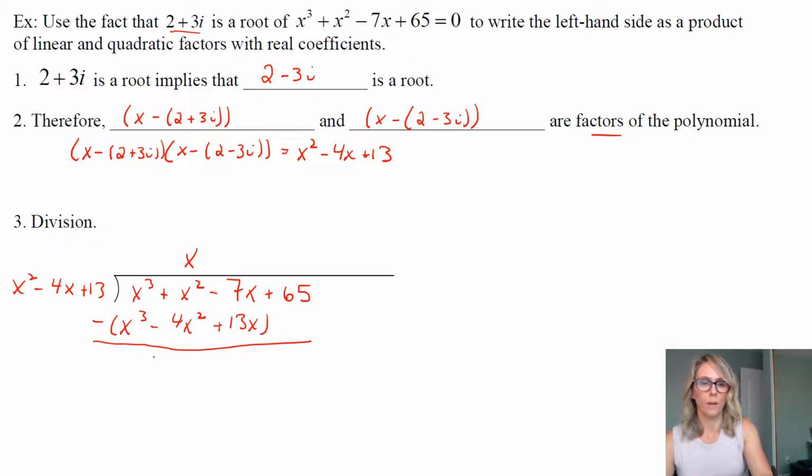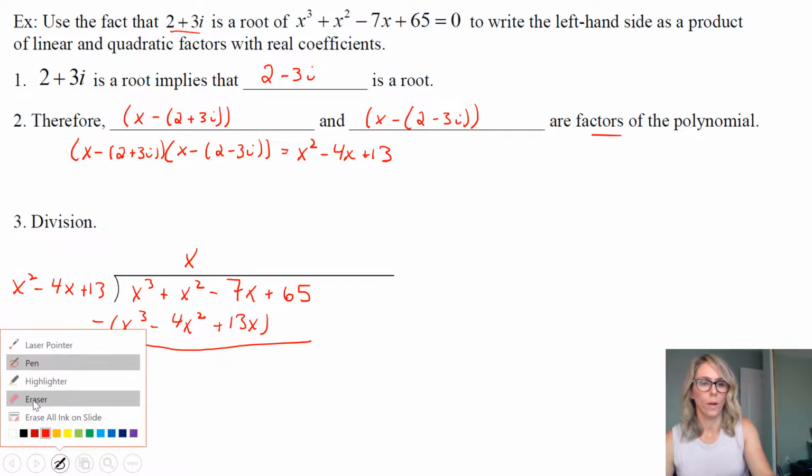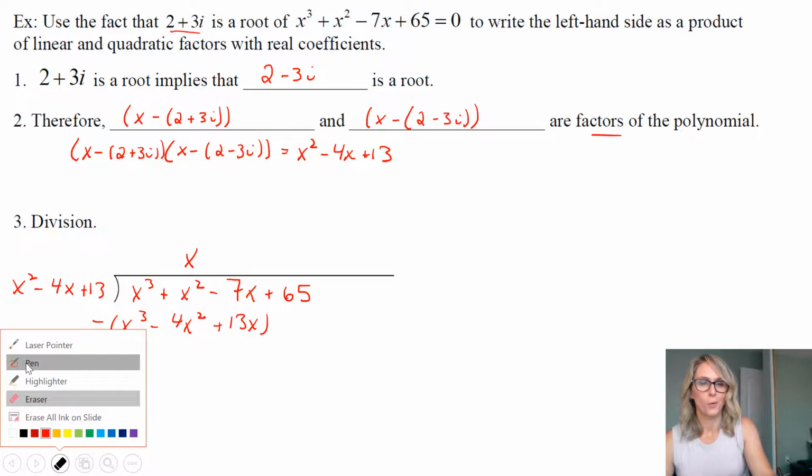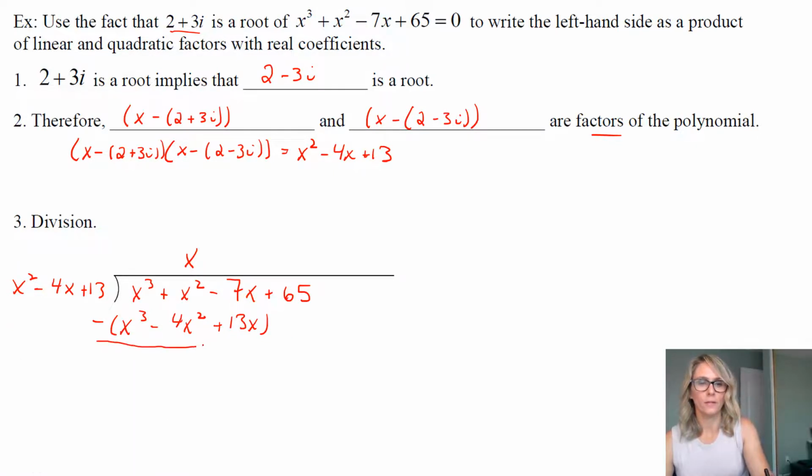subtract. Okay, so now x cubed minus x cubed, that's got to happen. X squared minus a negative 4x squared is going to be a 5x squared. And a negative 7x minus a 13x would be a minus 20x. Then we're going to bring down this 65.